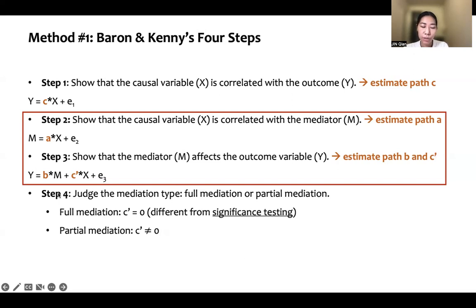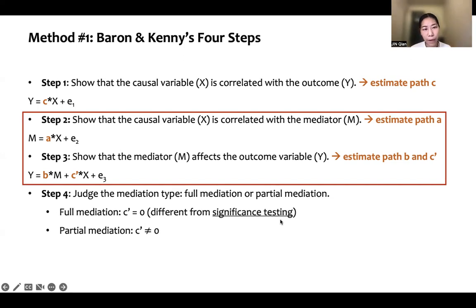In the last step, we need to judge whether it is full mediation or partial mediation. We can see this from the coefficient of C prime, whether it equals 0 or not. If it equals 0, it means that it is a full mediation. If not, we call it a partial mediation. Please pay attention to this C prime equals 0, because it is very different from significance testing.